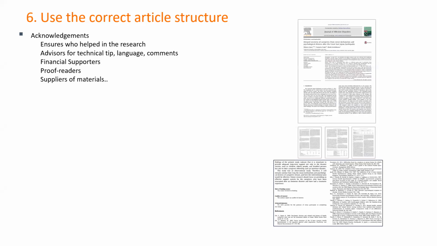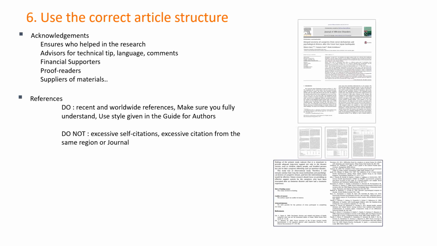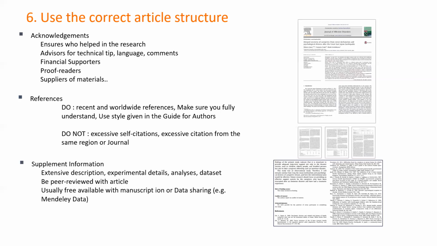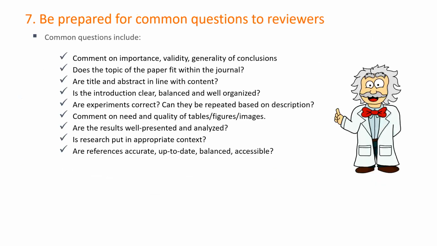Acknowledgement, always give due acknowledgement. Those who have contributed towards your research, who did your proofreading, the financial supporters, the suppliers. So it's very important that you acknowledge people in your paper, the manuscript, also. References play a very important role. Try to limit self-citation, try to limit selecting only one journal, or only one author, for your references. Supplement data, if you have it, try to support your publication with supplement information as well.